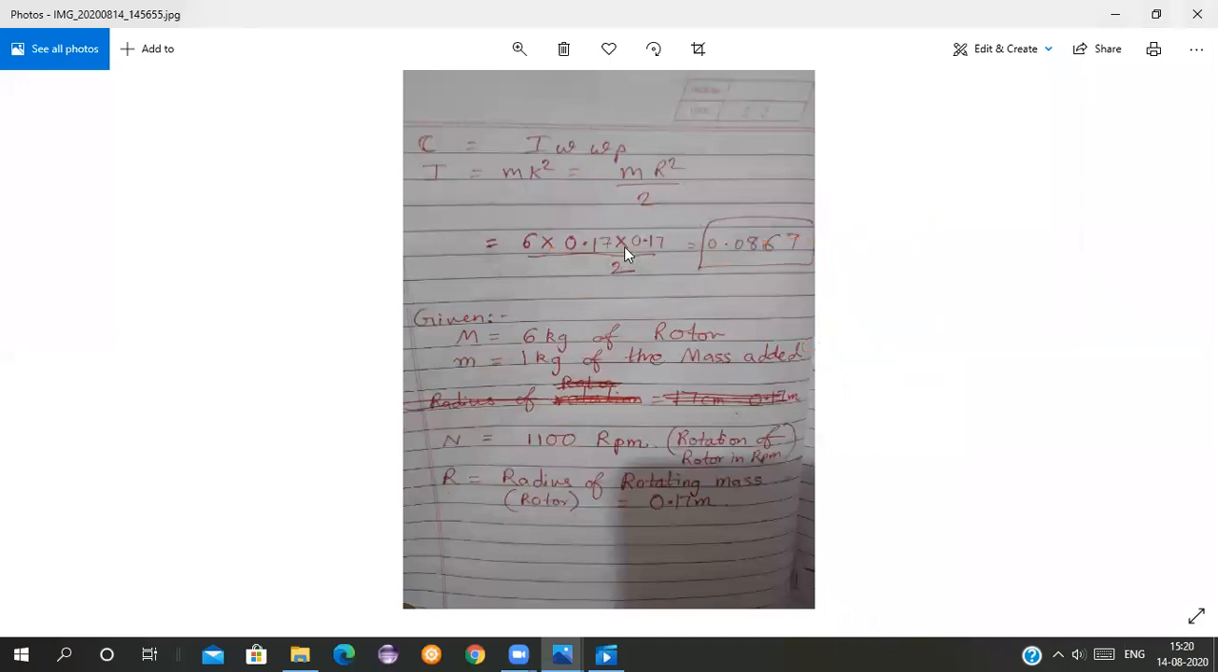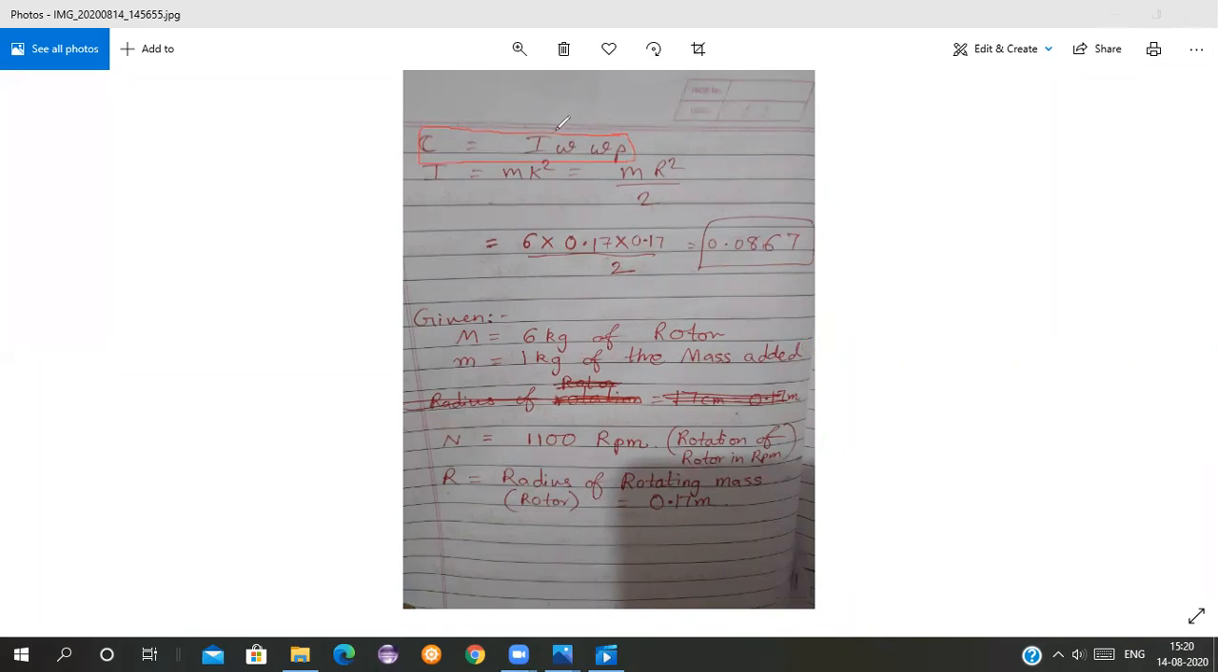Here, students, C is equal to I omega omega P. All of you know this. This is the gyroscopic couple which is acting on the rotor, because the rotor axis is changing. This gyroscopic couple which is acting should be equal to the moment created because of the mass, the red colour mass which is added.